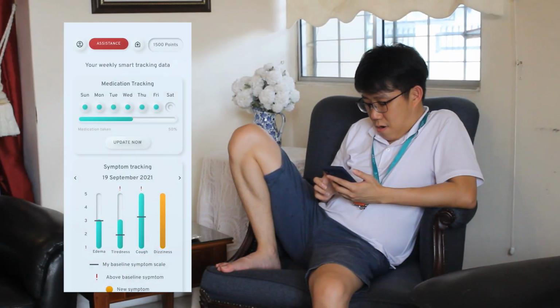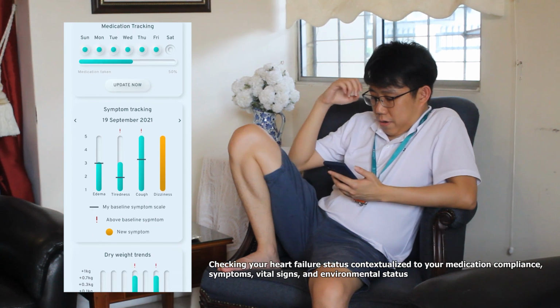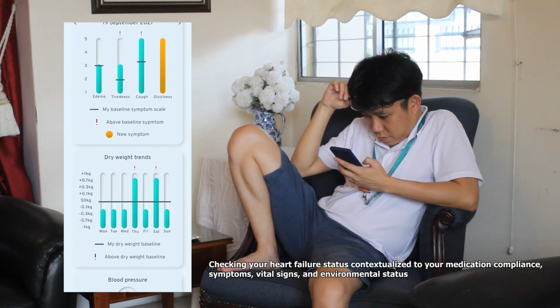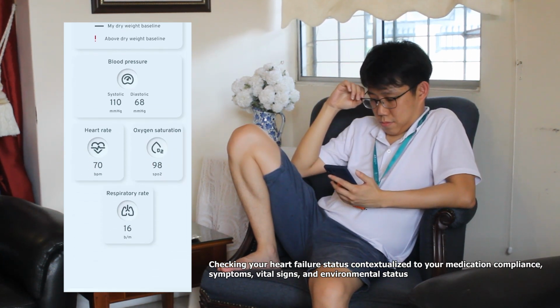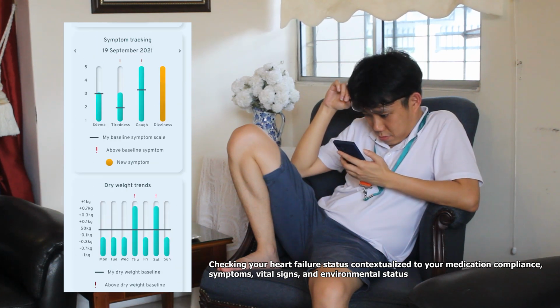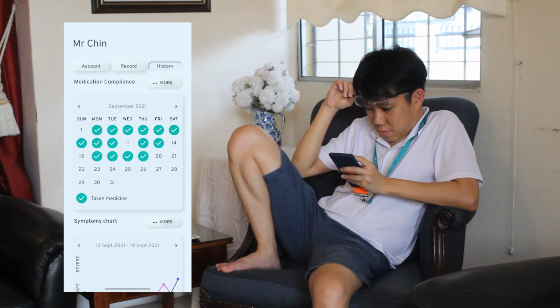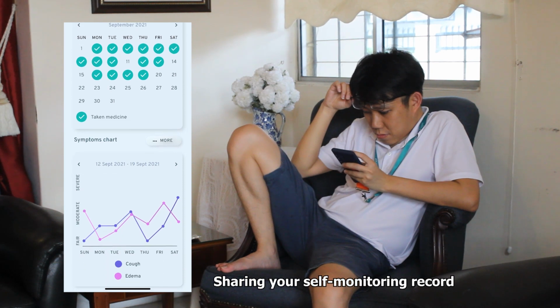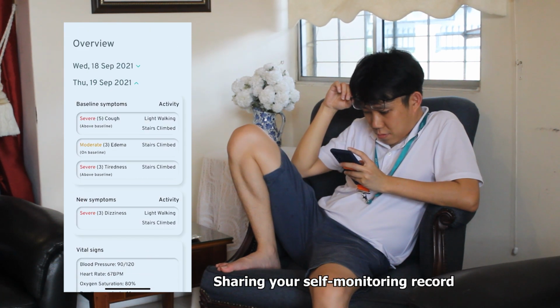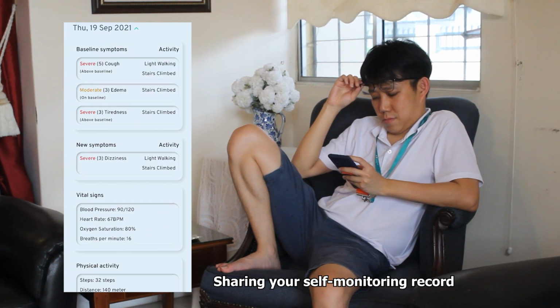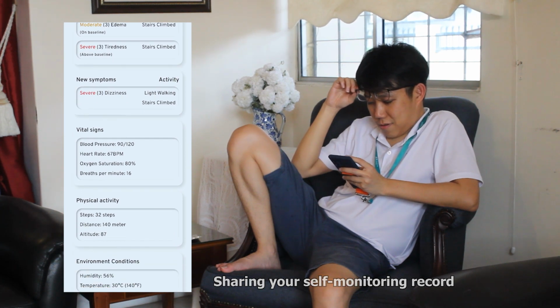The patient can have an overview of whether the medication is optimized by correlating the baseline symptom severity, if there was any new heart failure symptom, and the vital signs trends. In this case, the patient wants to share his day overview with his physician because he is rather worried about the new symptom and increasing weight trend.